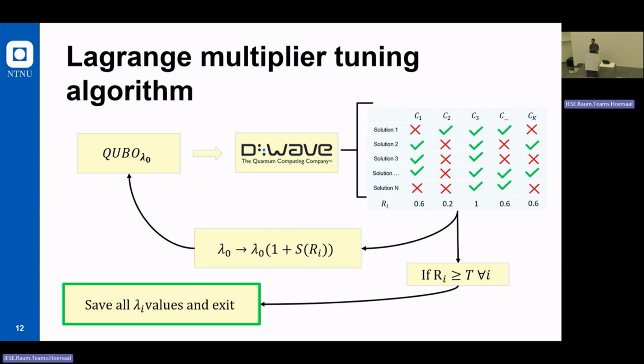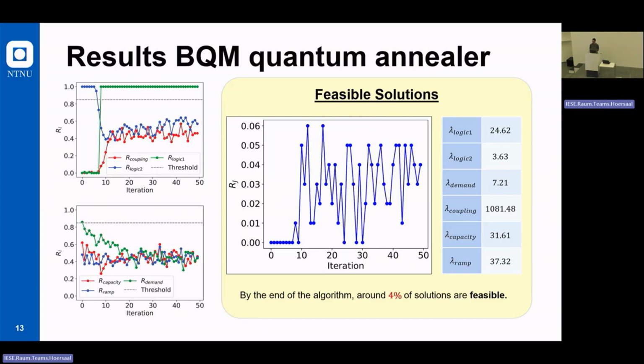And the way we apply this is we consider a sigmoid function that activates this more or less depending on how far you are from what you want. So once we reach either a certain number of iterations or all the feasibility ratios reach a threshold that we decide, then we leave the algorithm and we save all the lambda values. So we do this and we get some lambda values that you can see on the right. What you can see on the left is the plot corresponding to the evolution of the feasibility ratios at every iteration.